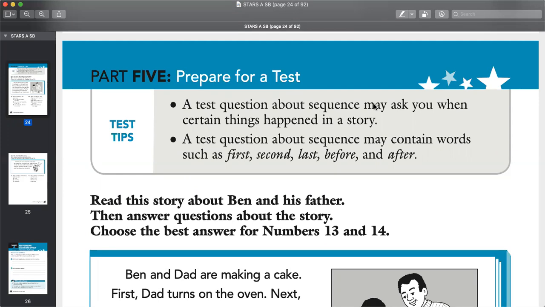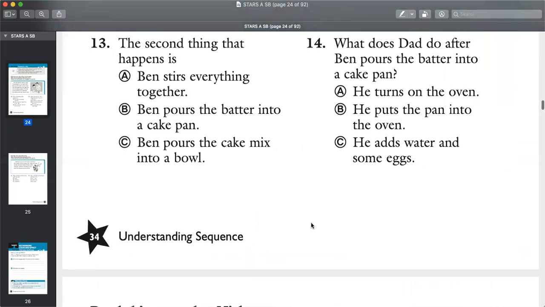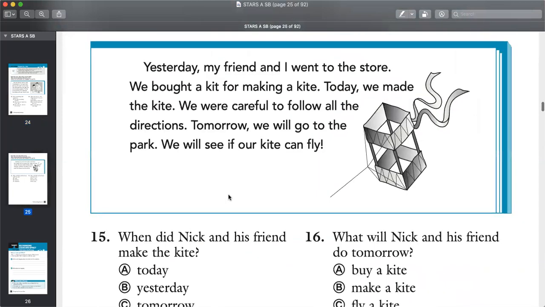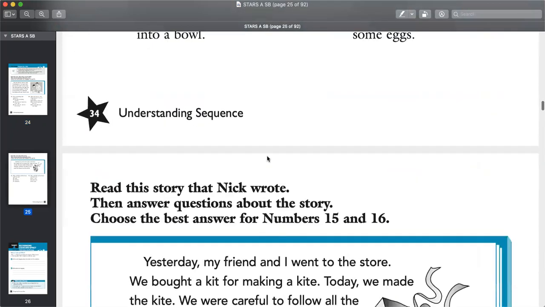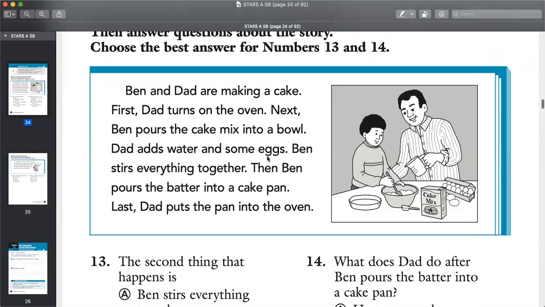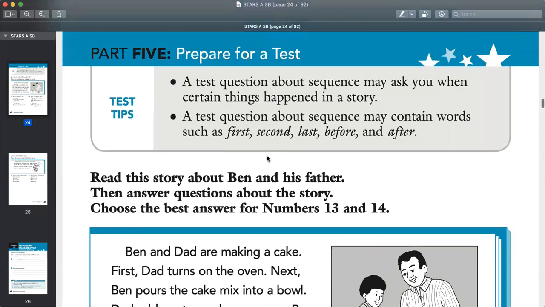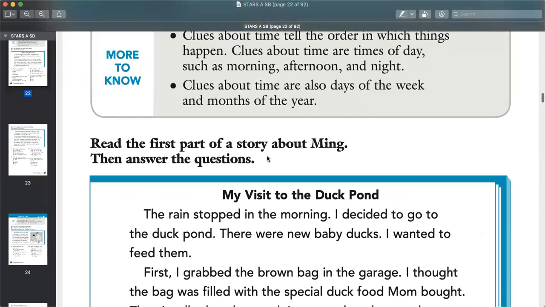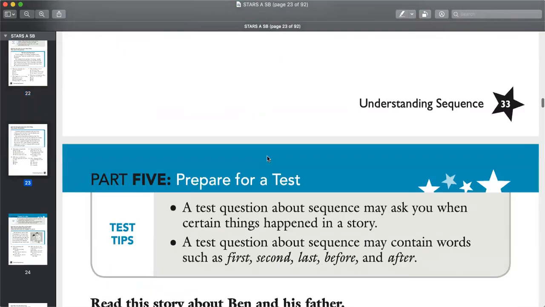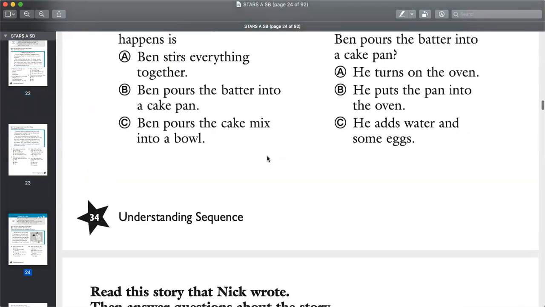I also noticed that the pages are not the same. So I have on the homework agenda page 24 and 25. This is actually 34 and 35. Okay, just so you know. And we skipped a few pages. We did not go through all of these. Okay, so don't worry about that. We're just going to keep moving on.